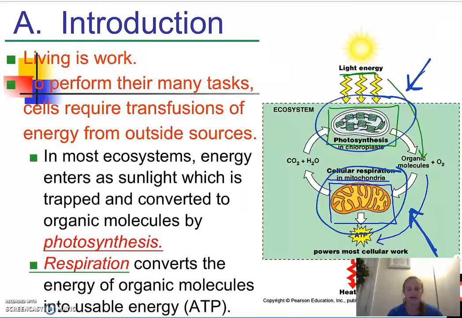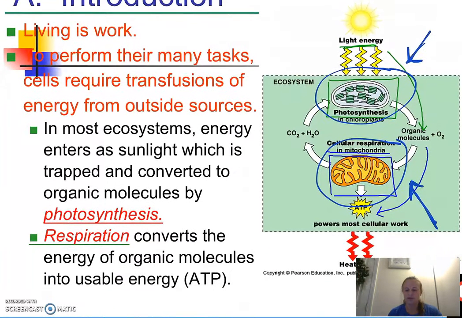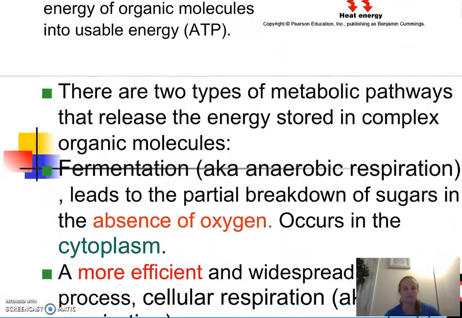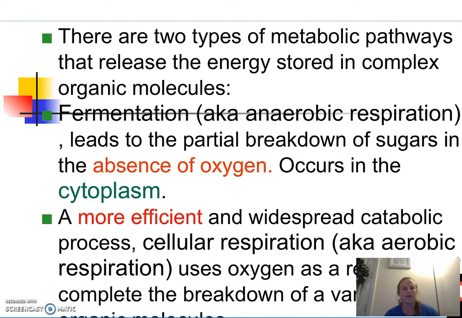Mitochondria exist in prokaryotes and eukaryotes, so almost every organism is going to do cellular respiration. What photosynthesis does is convert light energy into energy stored in organic molecules like glucose. And then cellular respiration takes that chemical energy stored in those organic molecules of glucose and creates kinetic energy in the form of ATP, where that energy is usable. There are two types of metabolic pathways that release that energy stored in organic molecules such as glucose.